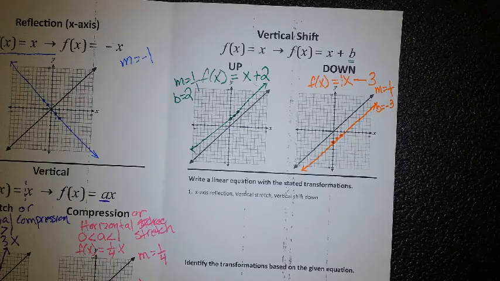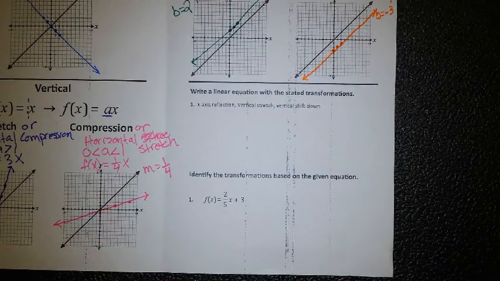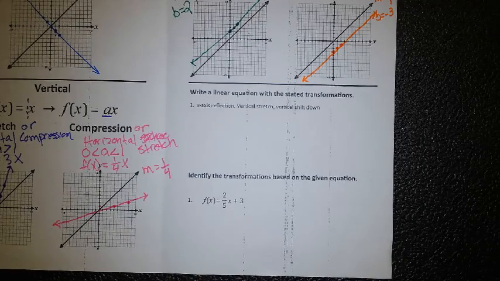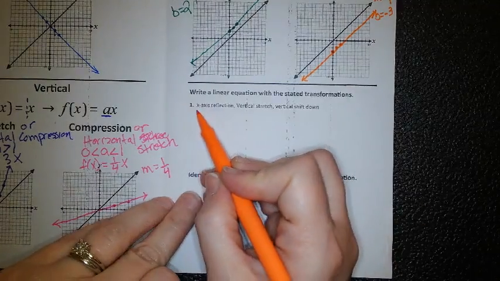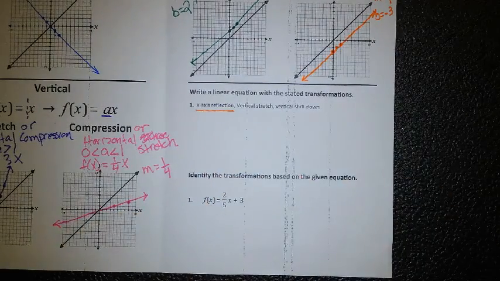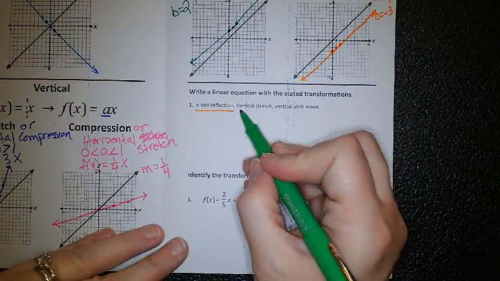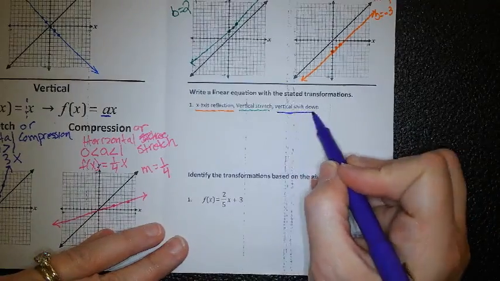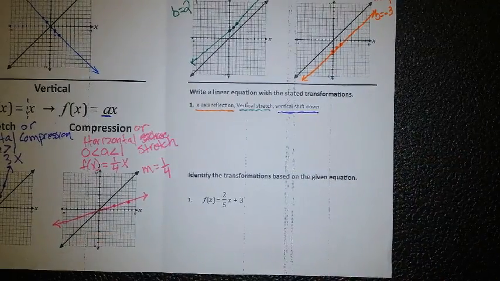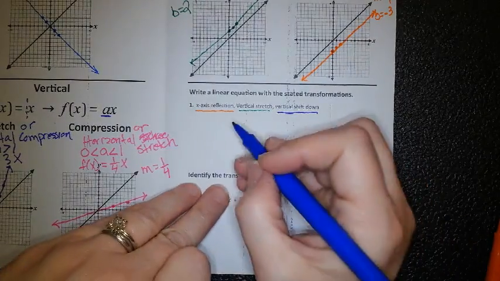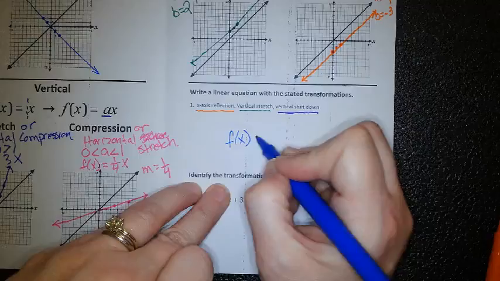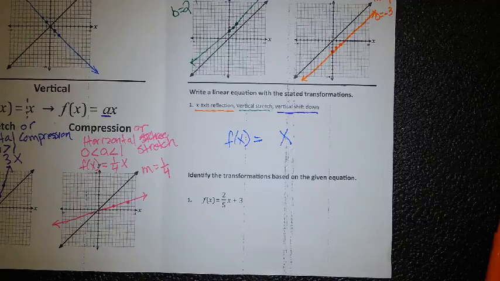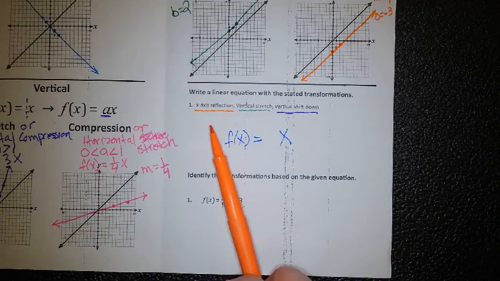Okay, so now let's try to take all of this and put it together. So the problem zone here at the bottom says, write a linear equation with the stated transformations. Well, first of all, it's telling me that it wants an x-axis reflection, a vertical stretch, and a vertical shift down. So again, we're doing all of this to the parent function. So I have f of x equals x. That's my parent function.